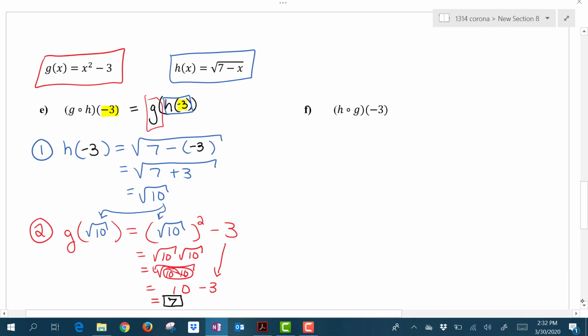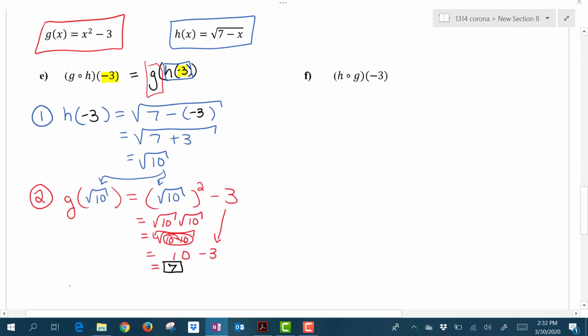So that is our only and last final answer. So if I were typing this into my math lab, it would say G circle H, G composed with H, and it would have that -3. And the only number that you're going to type in as an answer there would be that +7. The last and final number that we get is the only solution.